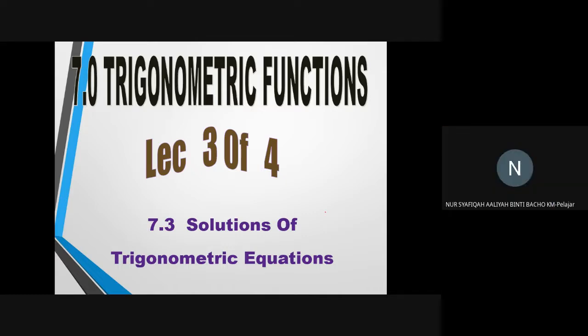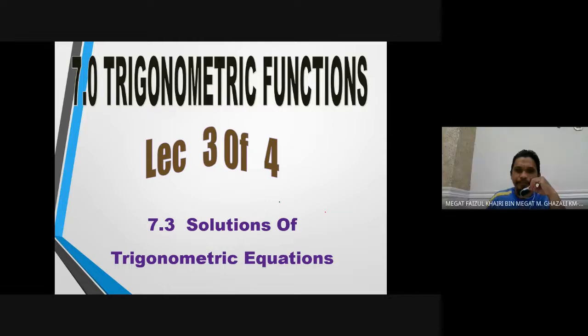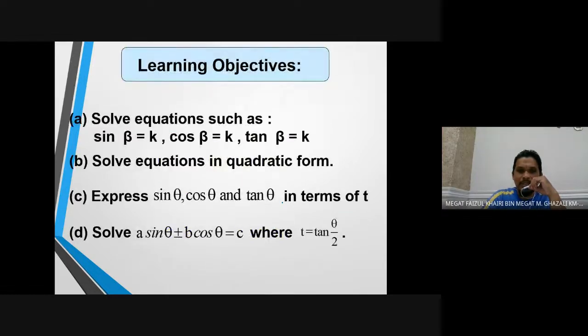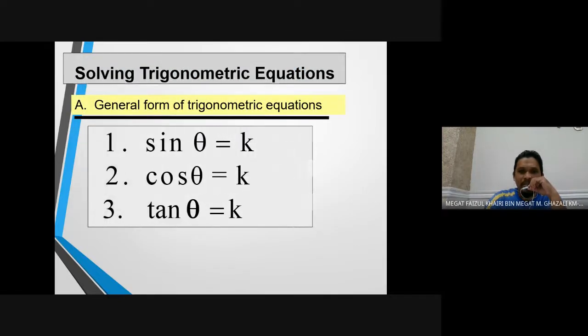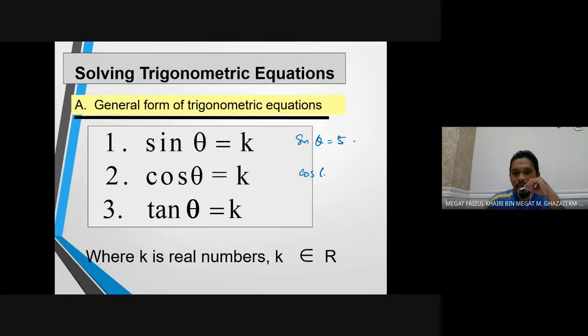Solutions of trigonometric equations. Okay, good. For this one, we're going to solve equations such as sine beta, cos beta, and tangent beta, solve the equation in quadratic form, and so on. General form of trigonometric equation: sine theta equal to k, where k is a real number. For example, sine theta equal to 5, cos theta equal to 3.